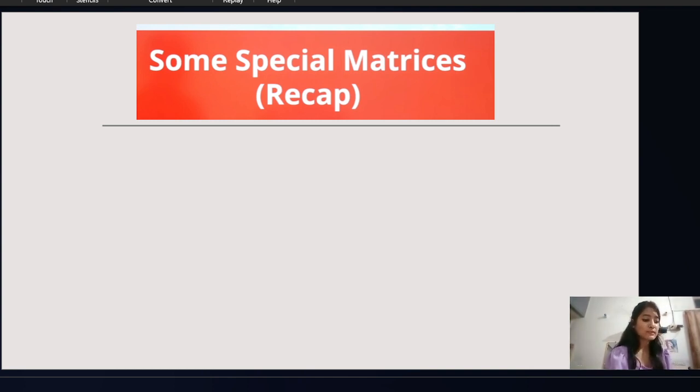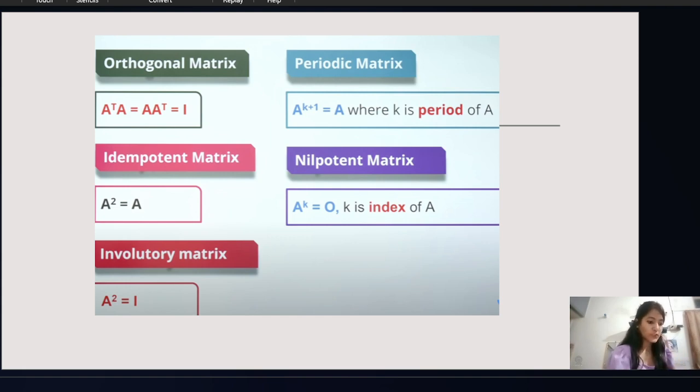So let's discuss some special matrices. We have already discussed them, but I'm just recapping. The first one is the orthogonal matrix. An orthogonal matrix means we get the identity matrix if we multiply the matrix and the transpose matrix. Then we call it an orthogonal matrix.